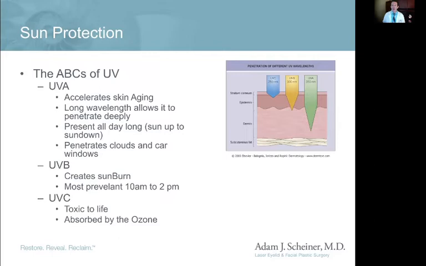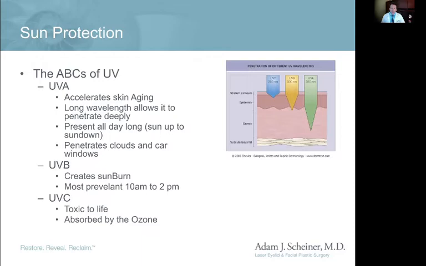The UVA will go through the epidermis into the dermis, where it will fracture elastic and collagen fibers, allowing our skin to sag and droop. It's present all day long from sun up to sundown, and it will even penetrate clouds and car windows. We call it A for aging.